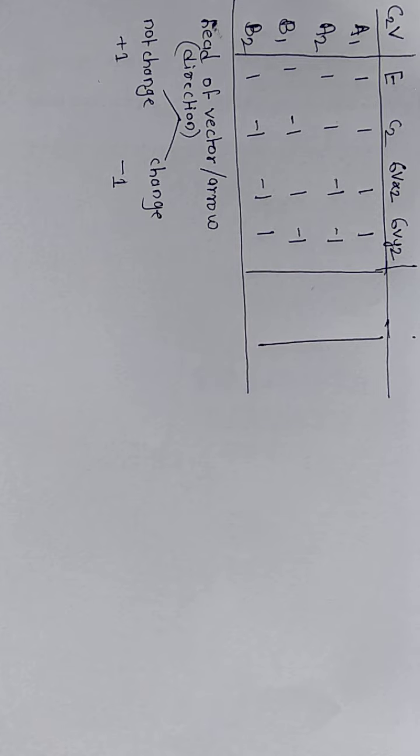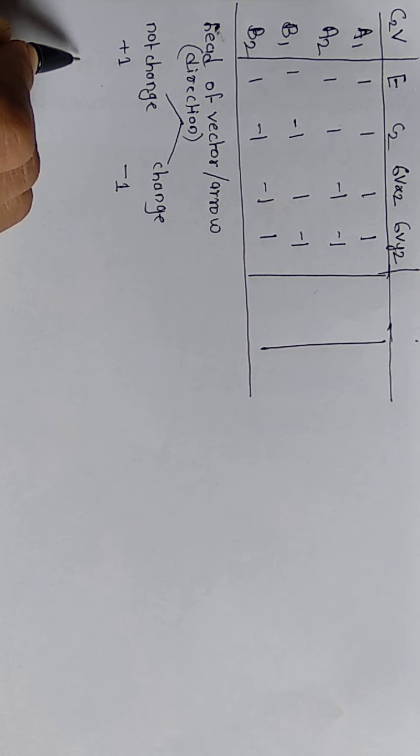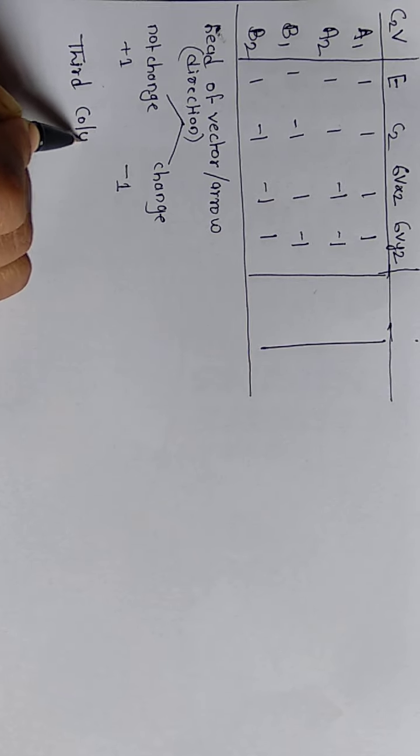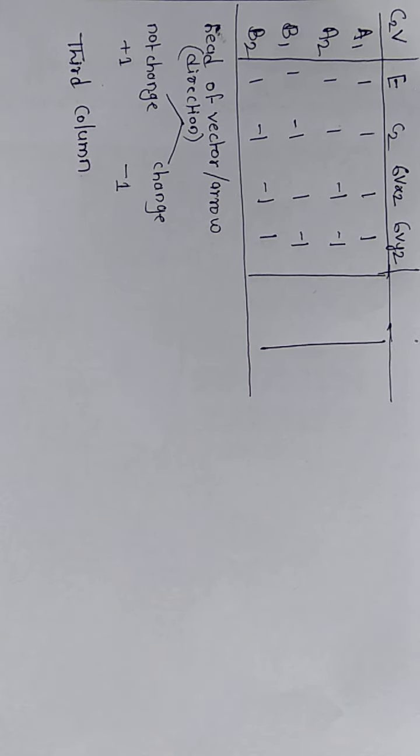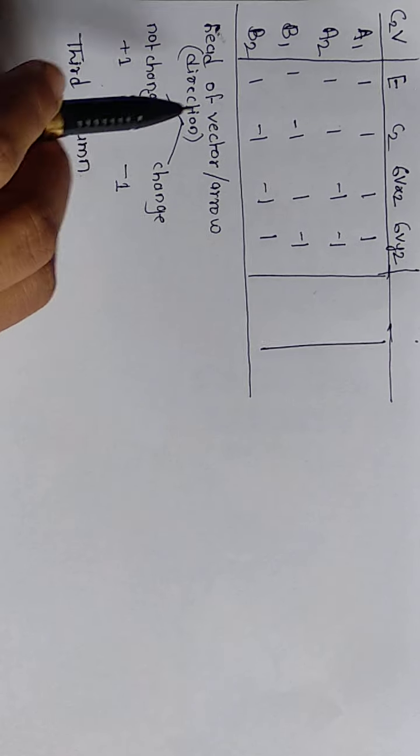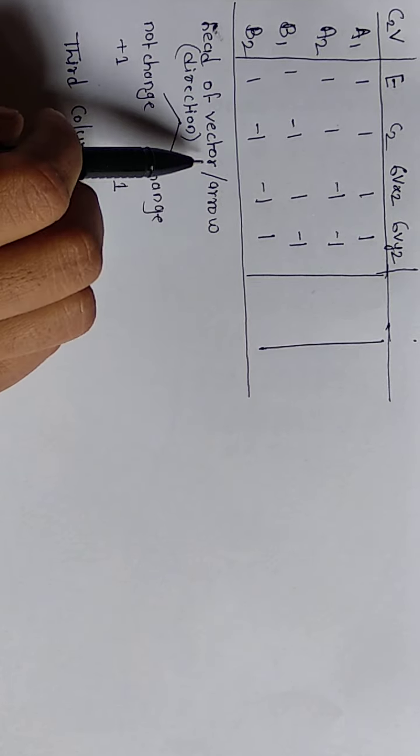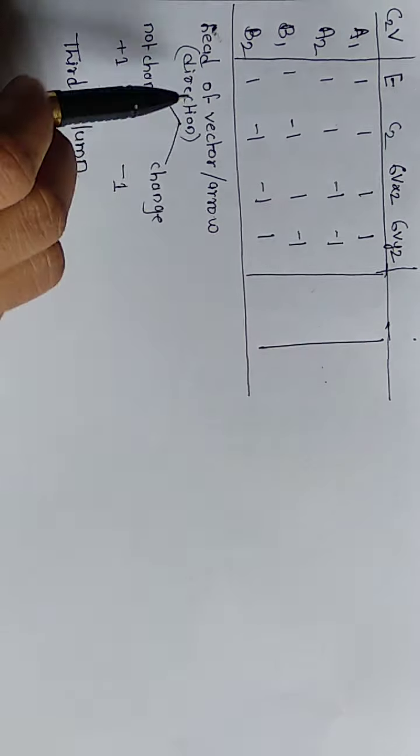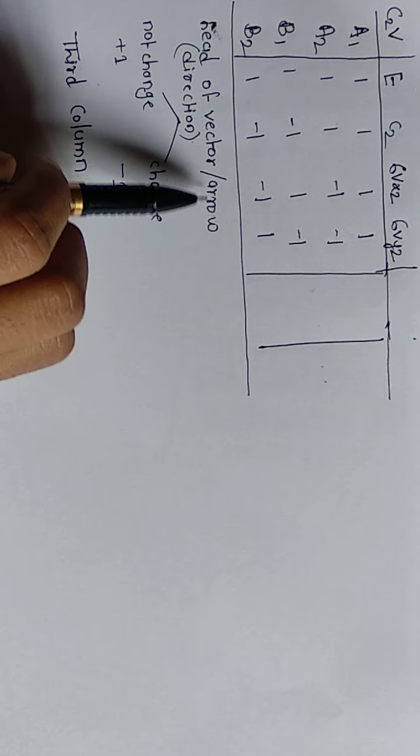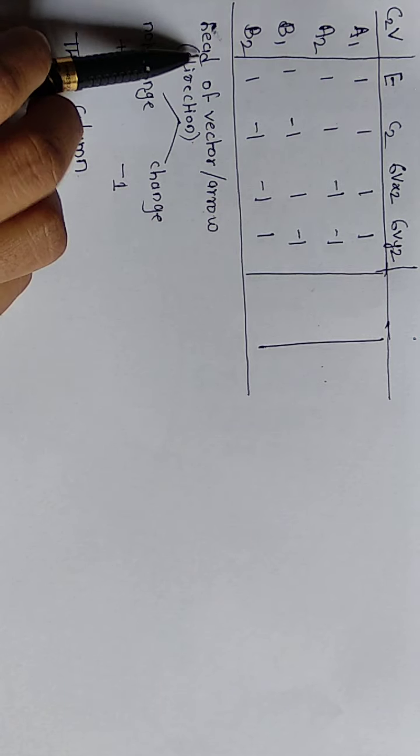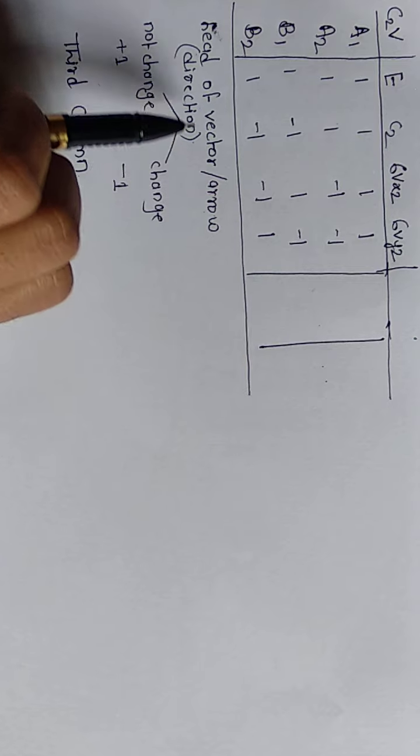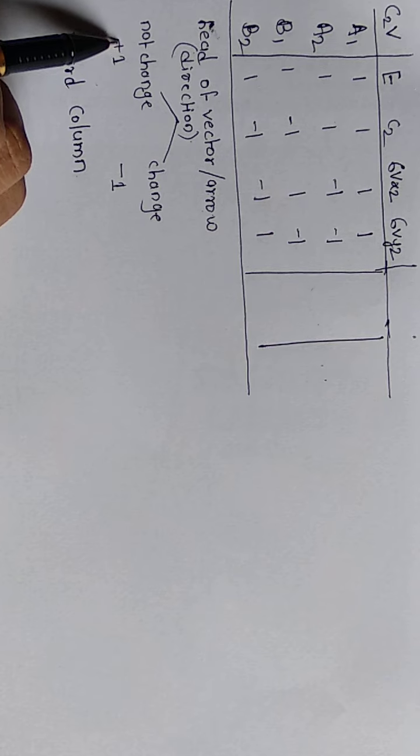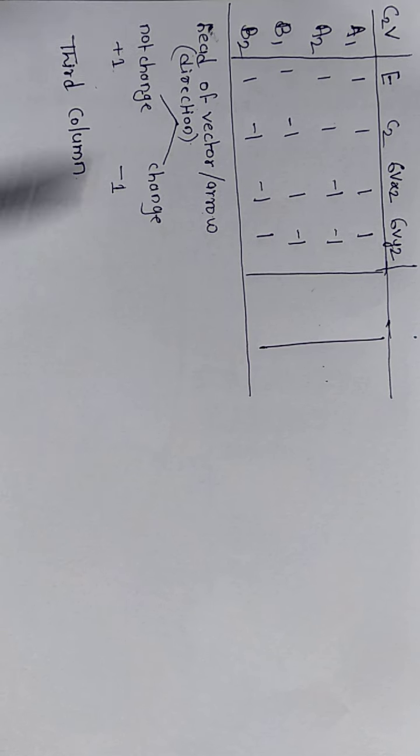Now we discuss the third column. Before we see that, the head of the vector or arrow is the most important thing to derive the third and fourth column. If the direction of the head of the vector or arrow changes, then the character is -1. If it does not change, then the character is +1.